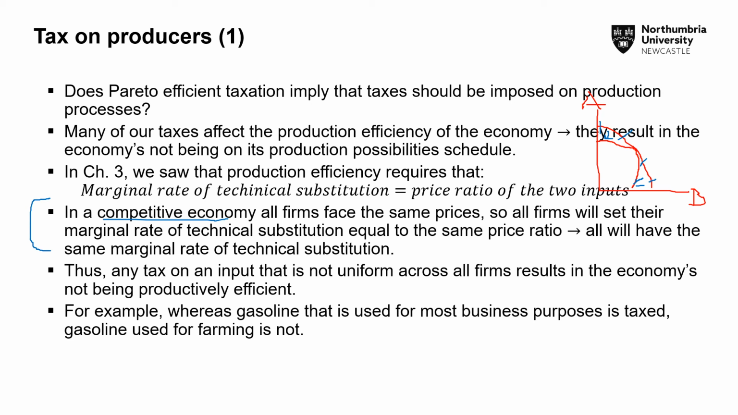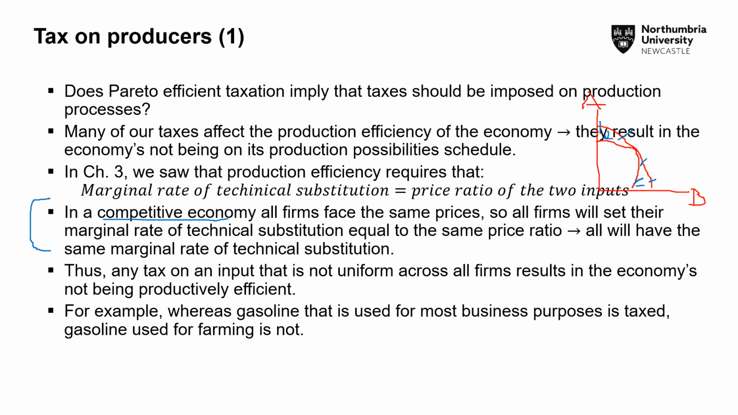Thus, if we tax firms differently, so we deviate from this idea that we are applying one single tax, if a tax on inputs is not uniform across all firms, what this will result in is an economy not being productively efficient.